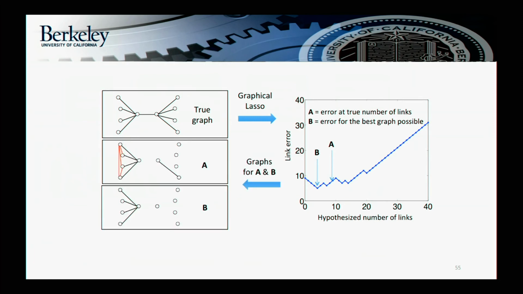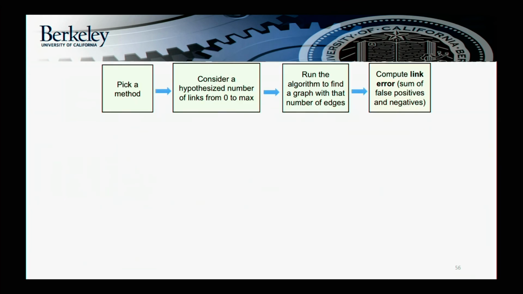So graphical lasso, in fact, finds these two graphs. This is the graph corresponding to point A, and this is the graph that is obtained using graphical lasso and corresponds to point B. But as we said, for finding the link error, we need to know the true solution. But in practice, we don't know the true solution, right? So we cannot compute the link error. Although the link error would tell us about the performance of the method and how to pick the true number of edges in the graph, or best number of edges in the graph.